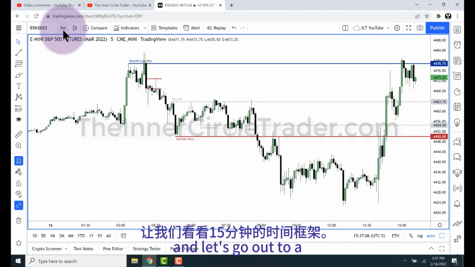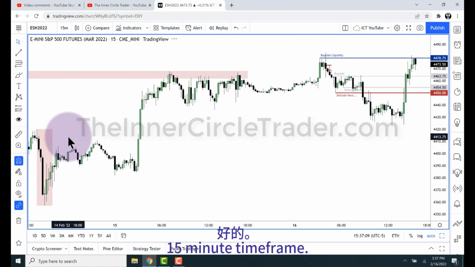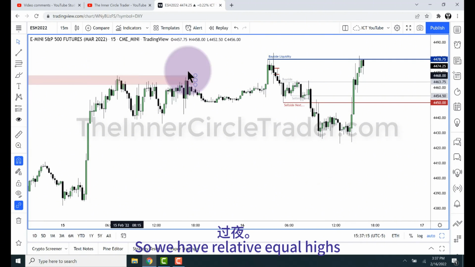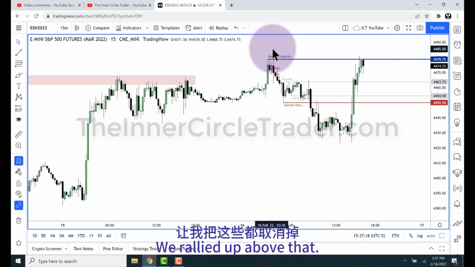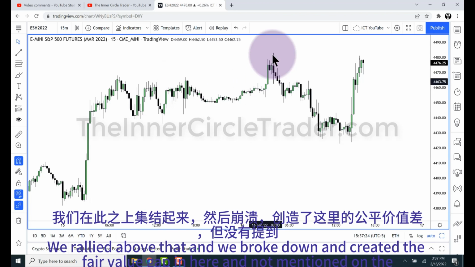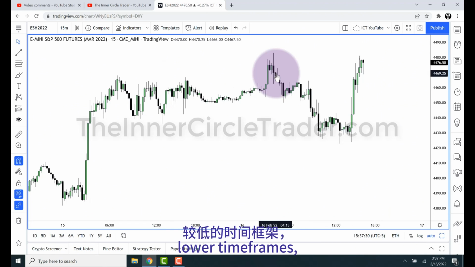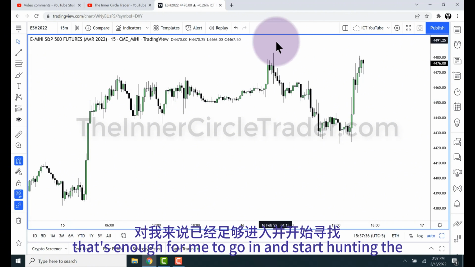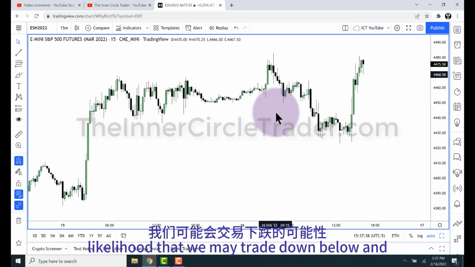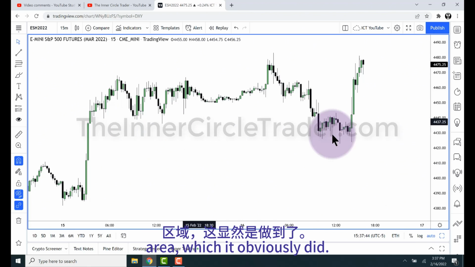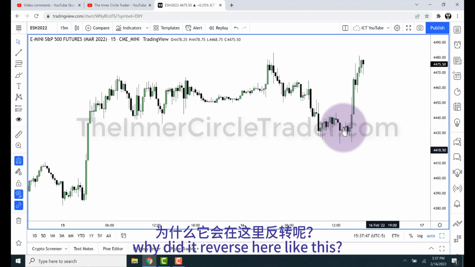And let's go out to a 15-minute time frame. All right, so we have relative equal highs. Overnight, we rallied up above that. Let me take all this off for a moment. Relative equal highs. We rallied above that, and we broke down and created the fair value gap in here that I mentioned on the lower time frames, which we'll revisit in a second. But once it ran these highs, that's enough for me to go in and start hunting the likelihood that we may trade down below and get into this range here and clean up some of this area, which it obviously did. Now, why did it reverse here like this?